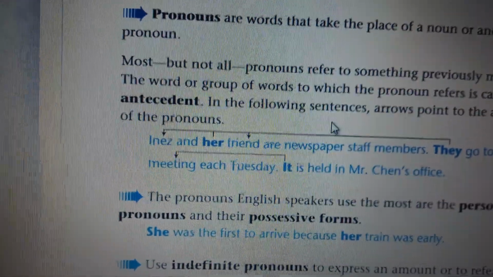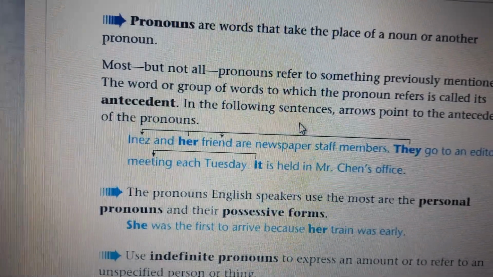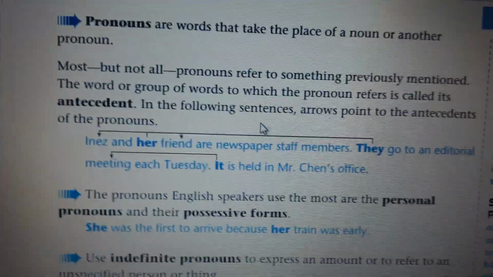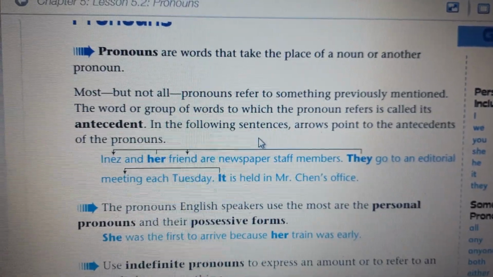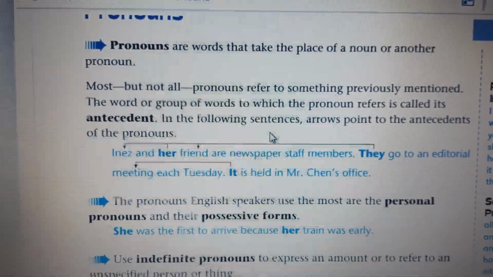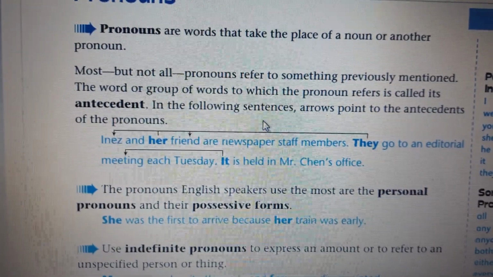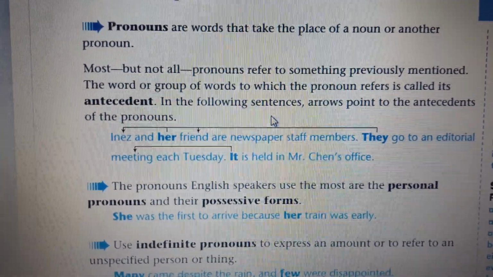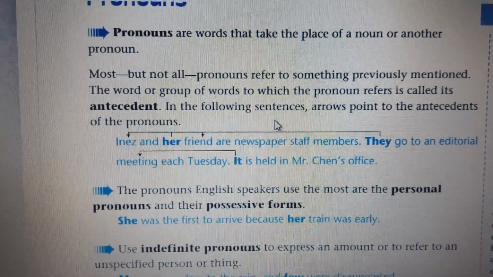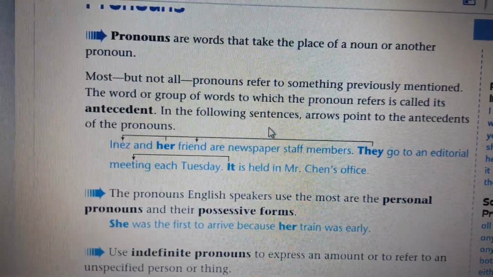Anne and her friend are newspaper staff members. They go to an editorial meeting each Tuesday. It is held in Mr. Chen's office. So let's have a look. Here we have Anne and her friend. Instead of saying Anne and Anne's friend, just say Anne and her friend.